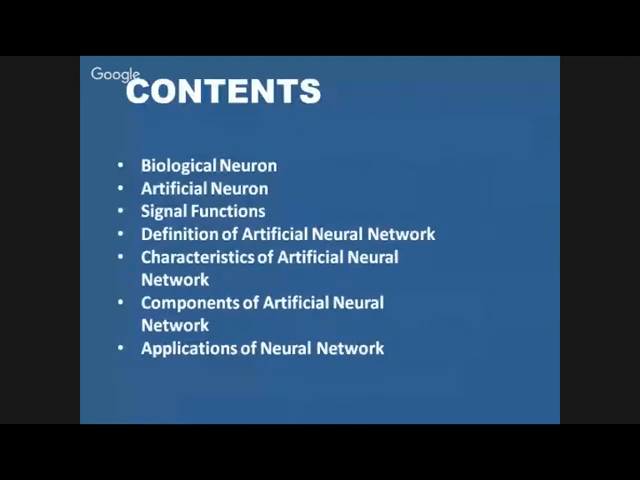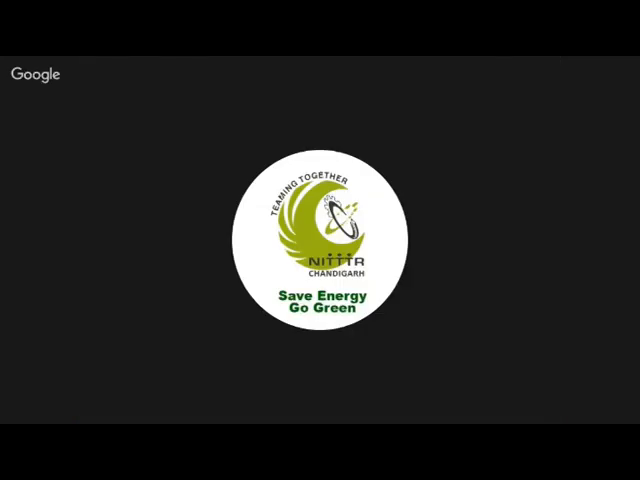So the contents of this session will be about the biological neuron, artificial neuron, signal functions, definition of artificial neural network, characteristics of artificial neural network, components of artificial neural network, and various applications of neural network. So let us discuss first about the biological neuron.